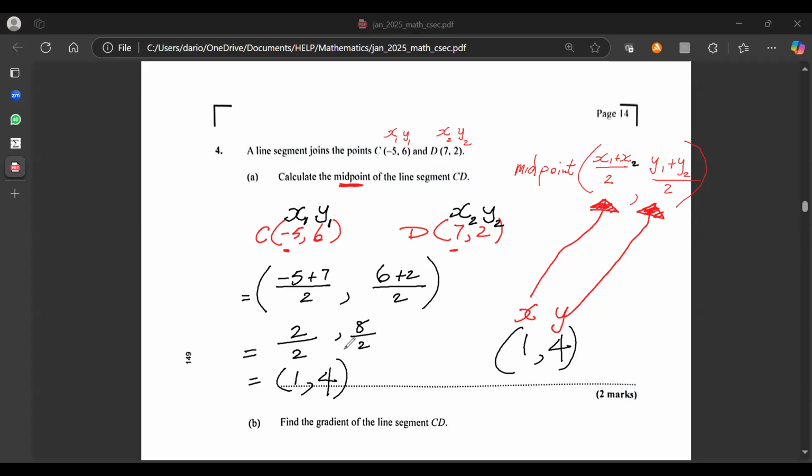So this is called the midpoint of the line, Jenny, and you have to learn the formula. The formula is x1 plus x2, write it down, over 2, and then there's a comma, y1 plus y2 divided by 2. All right, so let's move on to the next one.